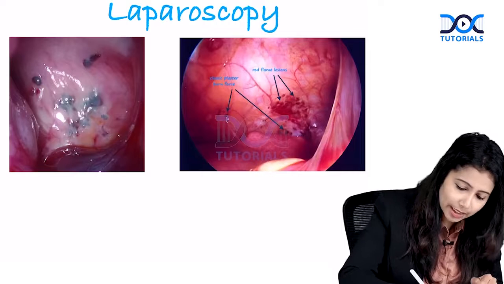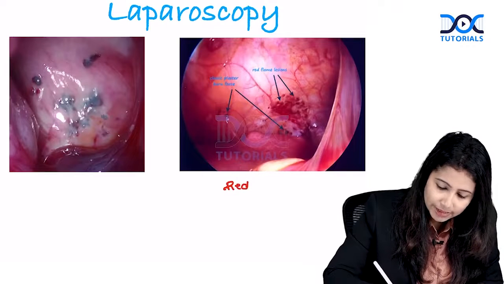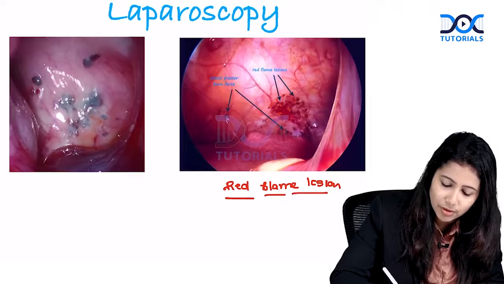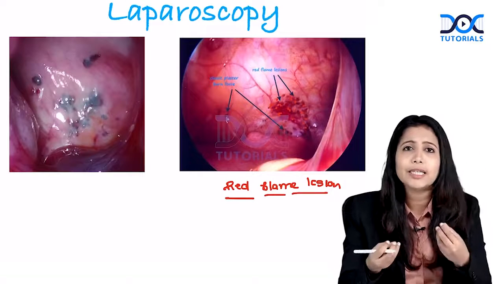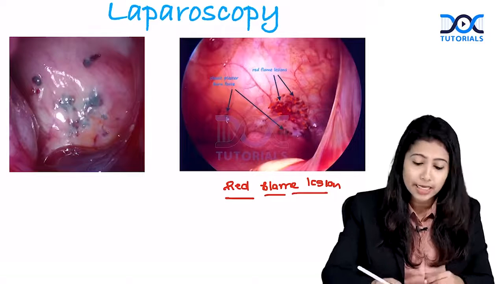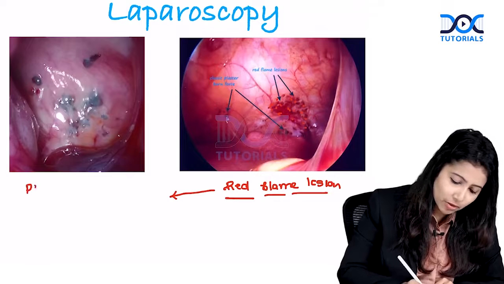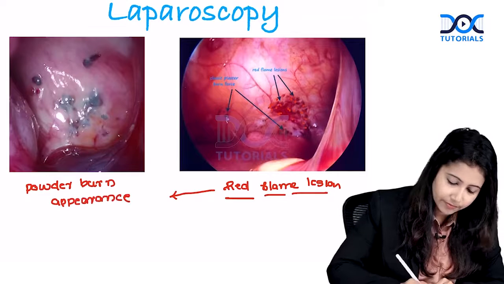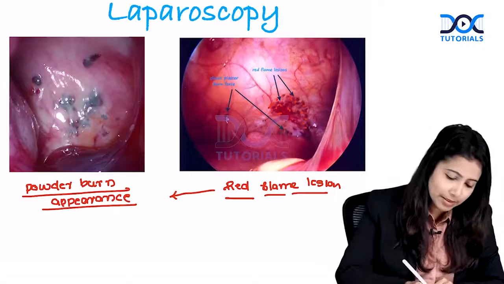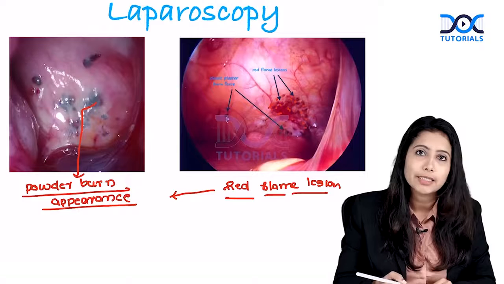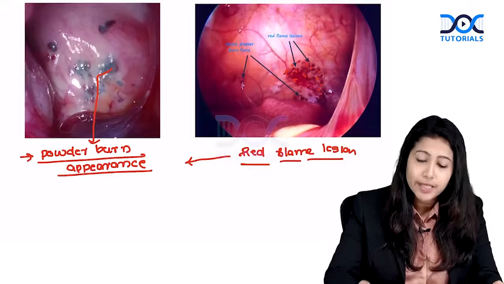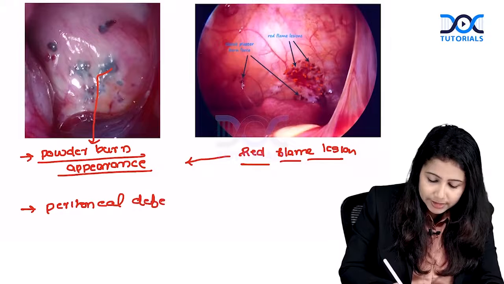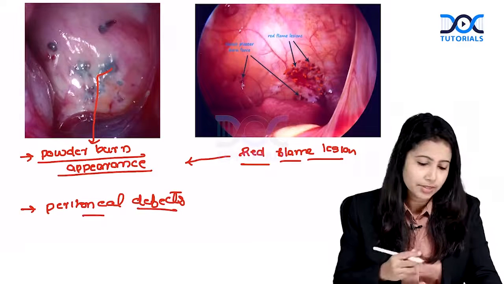So, you can see the classic red flame-like lesions. Red flame lesions. You can see here the red deposits or red flame-like lesions. Basically, it is due to the bleeding inside these deposits. Later, these deposits can turn brown or black in color. This is known as the gunpowder or powder burn appearance. You can see these black deposits. Hope you can see and understand this. Now we have seen the powder burn appearance and red flame lesions, and sometimes there could be peritoneal defects seen due to the endometriosis.